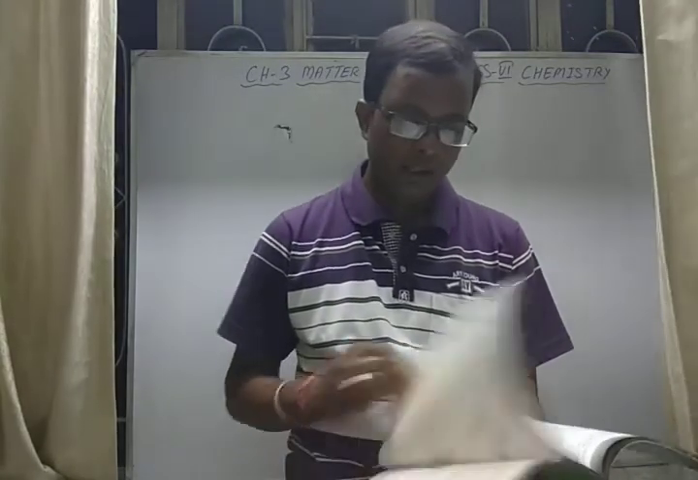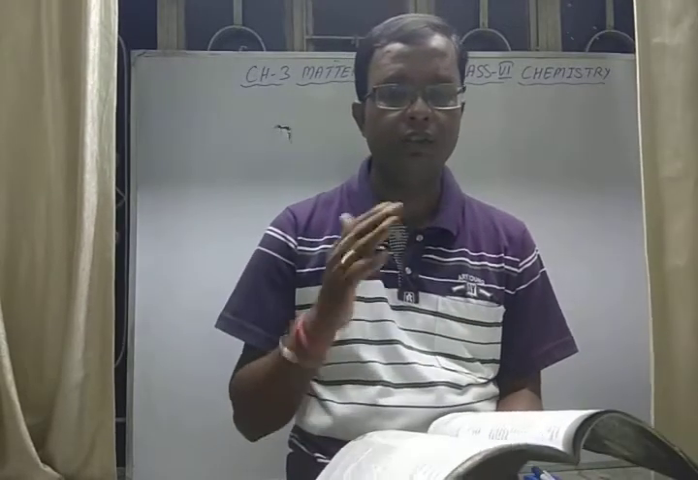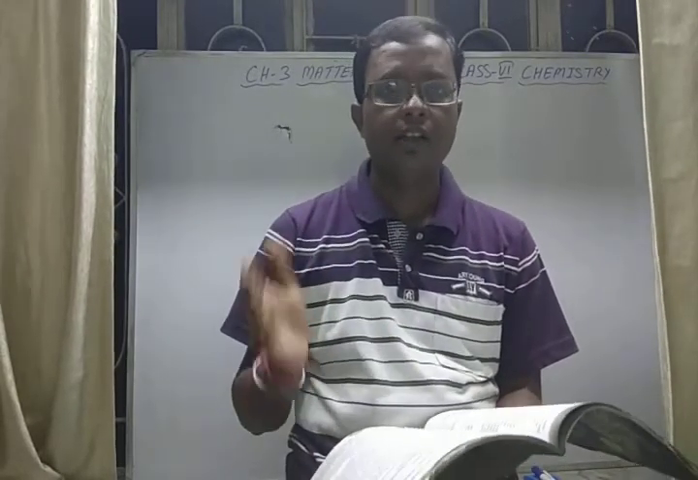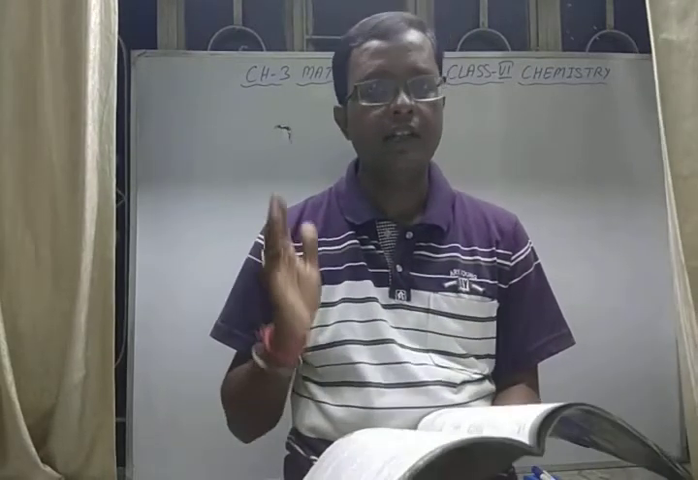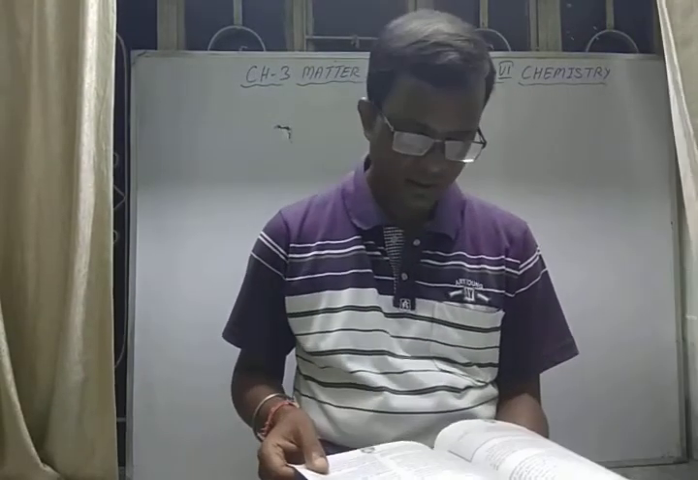Next, effect of heat on matter. There are two main effects of heat on matter, the physical change and the chemical change. In physical change, two things happen. One is the change in state, which means only the state of matter changes on heating. Just now I discussed solid to liquid, liquid to gaseous, gaseous to liquid on cooling, liquid to solid on cooling, and sublimation and deposition.